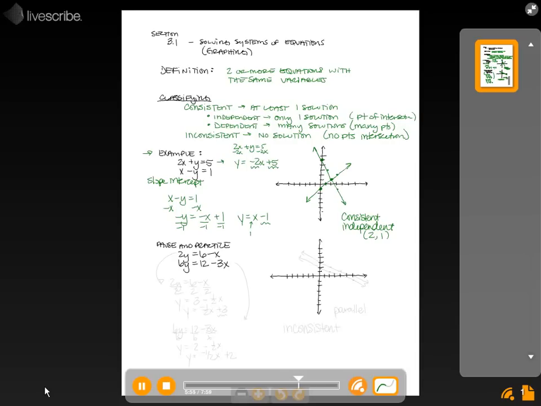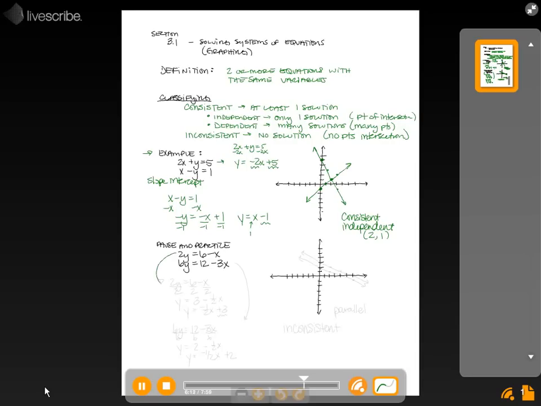Got a pause and practice problem for you here. It is 2y equals 6 minus x, and 6y equals 12 minus 3x. Pause it, work it out, and then unpause it and see if you got the right answer. Alright, now that you have worked it out, let's solve it together.